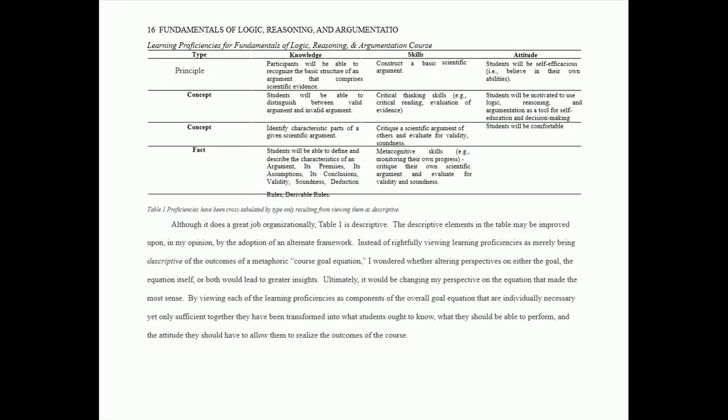Table 1 shows learning proficiencies organized by type, which resulted from viewing them as descriptive. Although it does a great job organizationally, the descriptive elements in the table may be improved upon, in my opinion. Many ways exist, but I adopted an alternate framework instead of justifiably viewing learning proficiencies as being merely descriptive of the outcomes of a metaphoric course goal equation. I wondered whether altering perspectives on either the goal, the equation itself, or both would lead to greater insights. Ultimately, it would be changing my perspective on the equation that made the most sense.